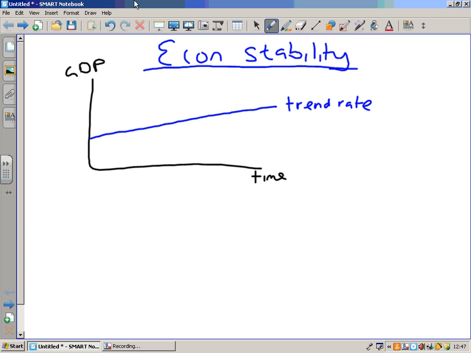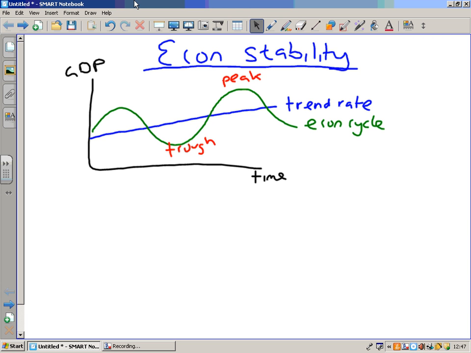Our economic cycle shows the fluctuations in the short run in our economic growth changes. As we said before, we have a trough and we have a peak. What I want to explain now is the economic cycle in reference to our economic targets.